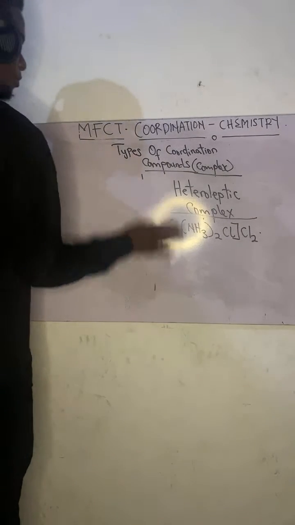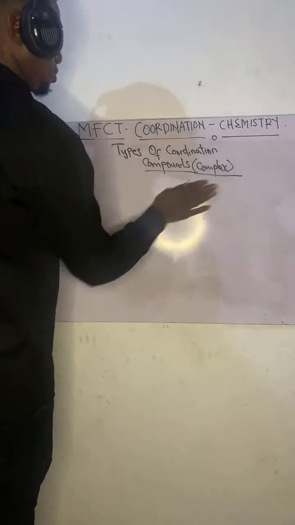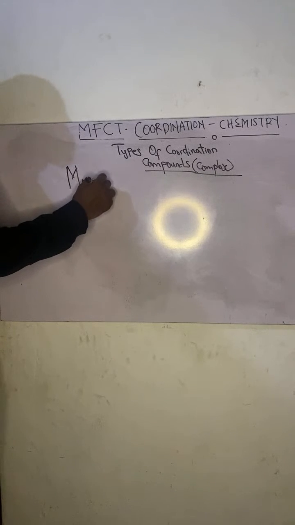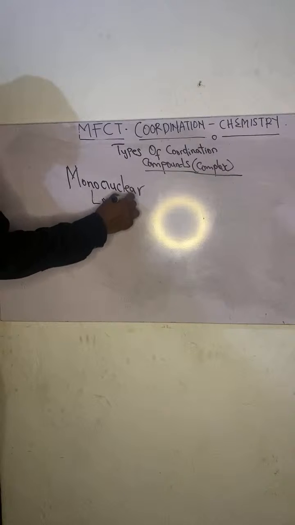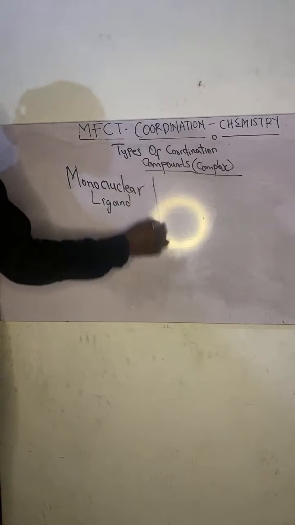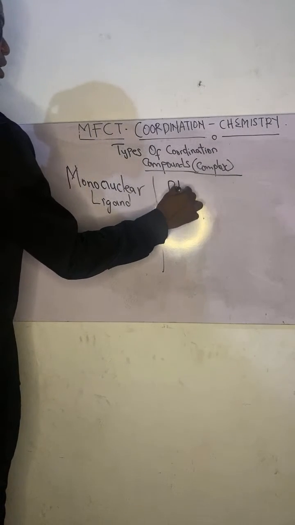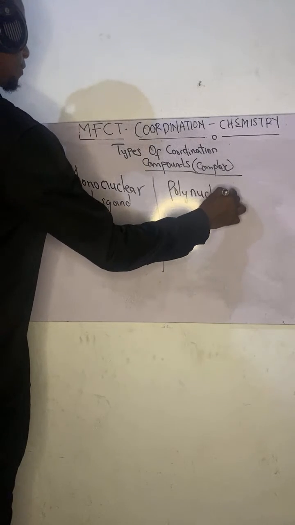Now, the last type of complex we have can be referred to as mononuclear and heteronuclear. Sorry, we have mononuclear complex. And we have polynuclear complex.